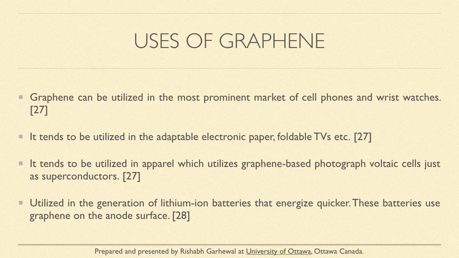Uses of graphene. Graphene can be used in the most popular markets of smartphones and wristwatches. It can be used in flexible electronic newspapers, foldable televisions, etc. It can be used in clothing, which uses graphene-based photovoltaic cells as well as superconductors. It is used in the production of lithium-ion batteries that recharge faster. These batteries use graphene on the anode surface.